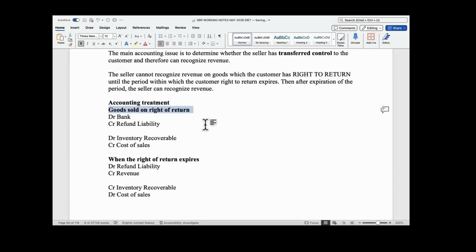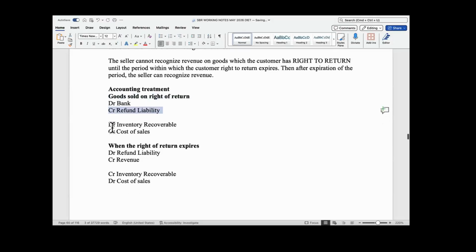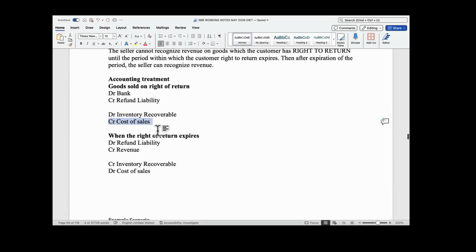So anytime you sell goods on right of return, you cannot recognize it as revenue. It is a liability. Again, for the cost of sales, you need to recognize that you are also expecting inventory as an asset. Take it away from cost of sales, because if you put it in cost of sales, what are you going to match it with? That will be against the matching concept. The cost of sales will be much more than your revenue. So you take it to inventory recoverable account.